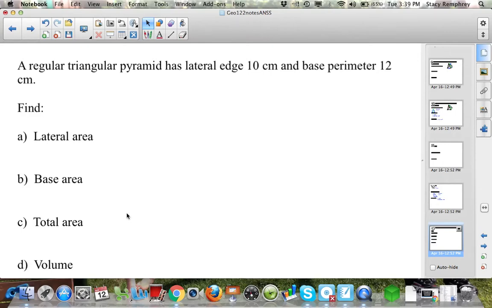All right, for the next one, a regular triangular pyramid has lateral edges 10 and base perimeter 12. And this one can be a little tricky. Give it a try. So the base is going to be a regular triangle, and then it's going to come up. So there's actually kind of 4 triangles being involved here. So regular triangular pyramid means your base is a regular triangle, and the base perimeter is 12. So again, I would like you to try this on your own. Push pause and then come back.